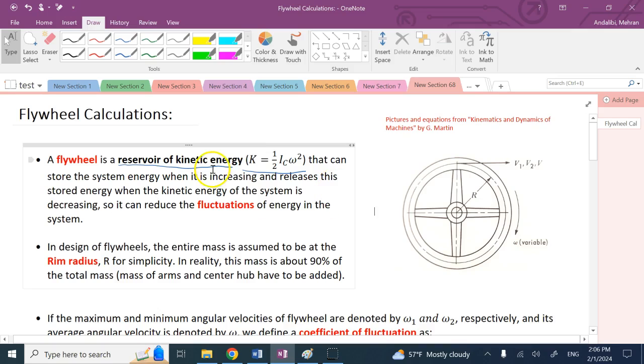And so when it is increasing, it is going to store that kinetic energy. This is a rotary kinetic energy, and the flywheel is just a pure rotating device. So it is going to increase that energy into itself, right? And then when the system's RPM goes down, it can give it back to you. And so it can reduce the fluctuation in the energy of the system, and it can make the system run smoother. And you have seen flywheels in lots of different machines.